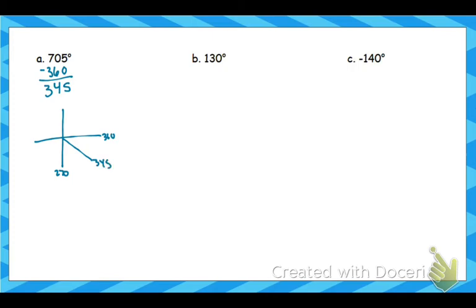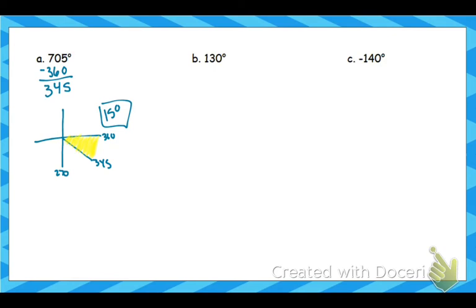The reference angle here is going to be the distance between the terminal side and the x-axis. So that distance between those two things would be 15 degrees. So that's my reference angle. That 705 and 345 have the same reference angle. So right now it doesn't matter that we have one circle or a full circle around because the reference angle is all we're looking for.